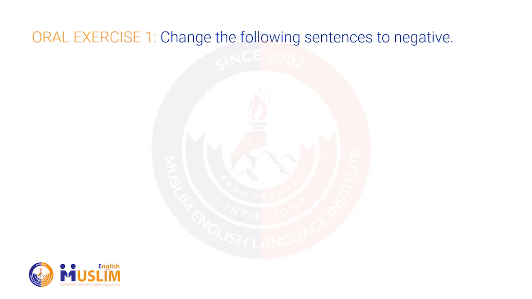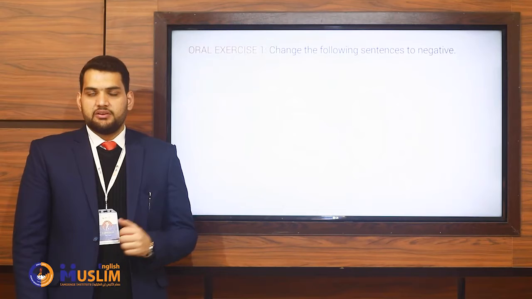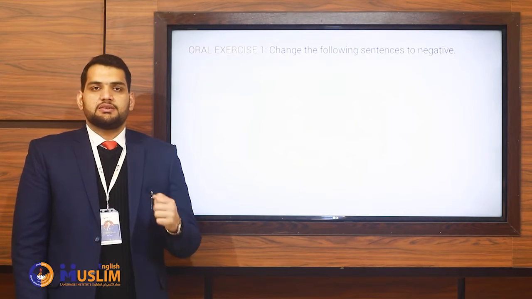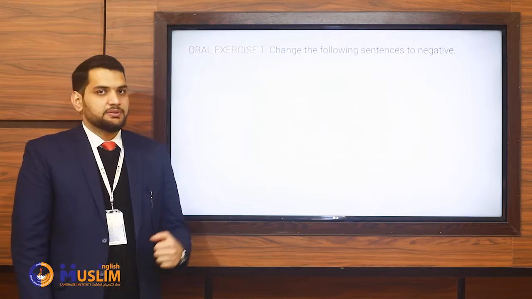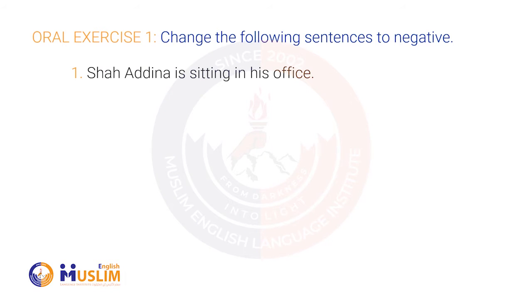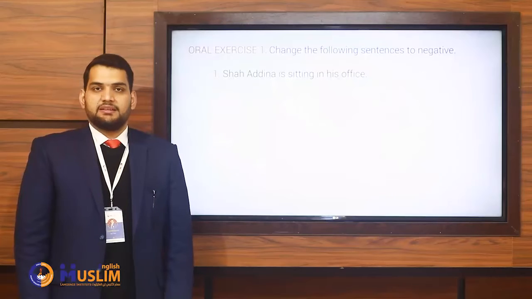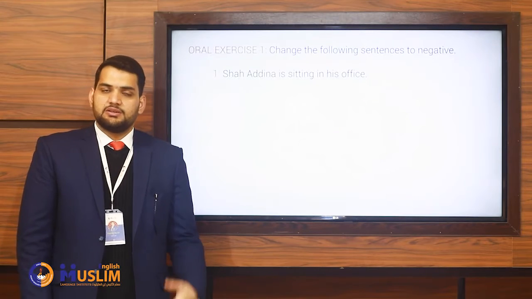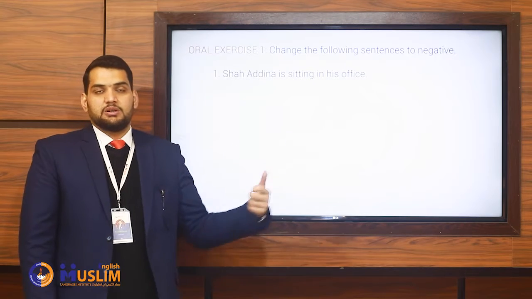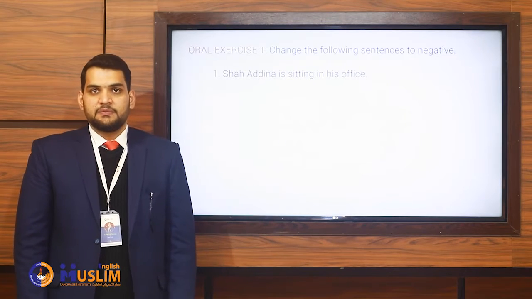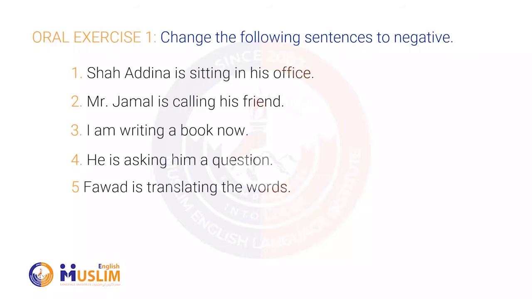So, number 1. Change the following sentences to negative. There are 5 positive sentences and I want you to change them to negative. Let me do the first one as an example. Shadina is sitting in his office. So this is a positive sentence, and if you want to change it to negative, you have to say Shadina is not or isn't sitting in his office. Good luck with the rest of them.